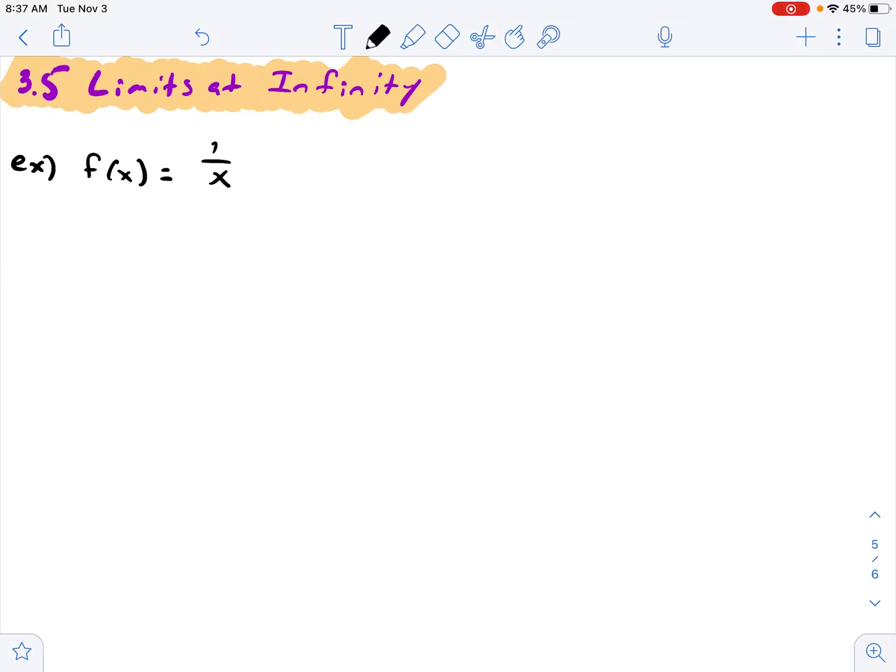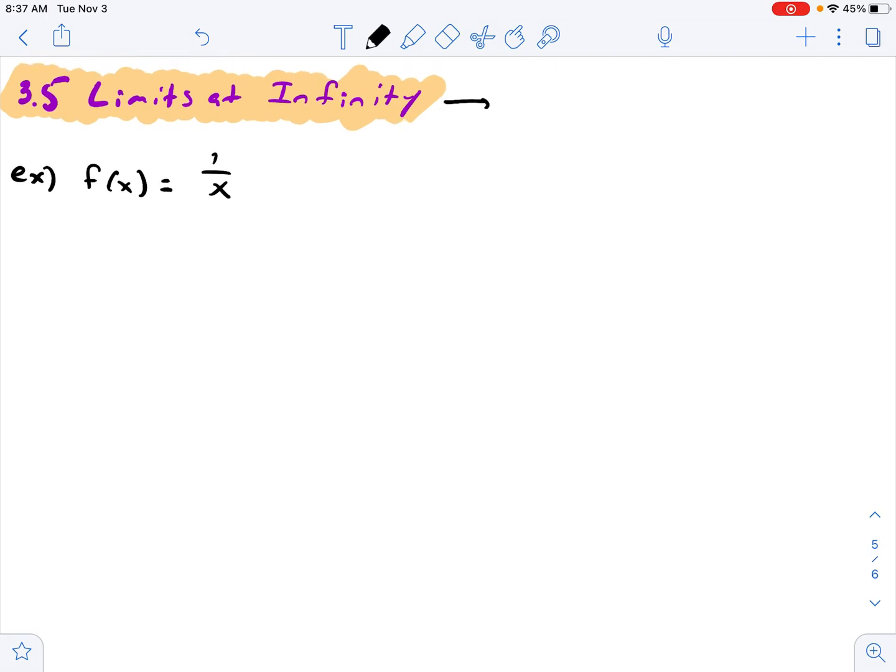All right, we'll take a look at section 3.5 in this lesson, limits at infinity. And this is getting at, what happens to the y value of a function? What does f of x do as x itself goes way out to the left or right, if it's going out to negative or positive infinity? Okay, so that's what's meant by limits at infinity.